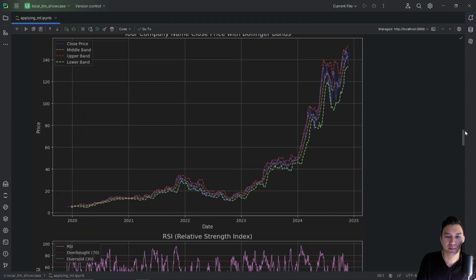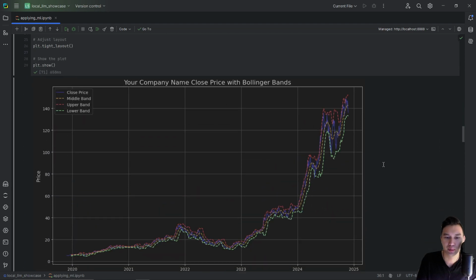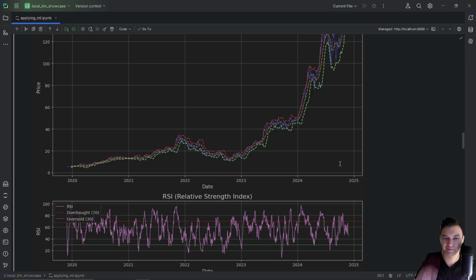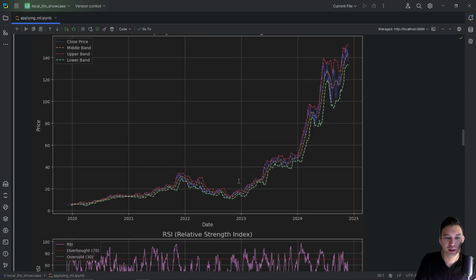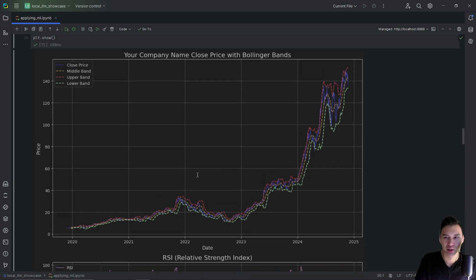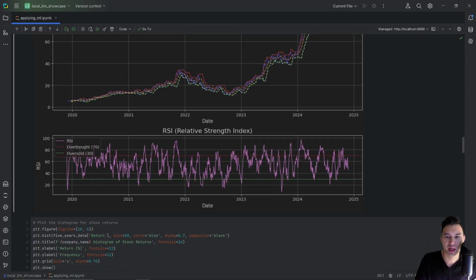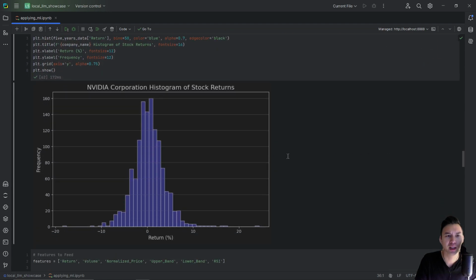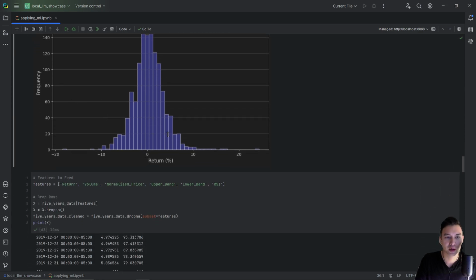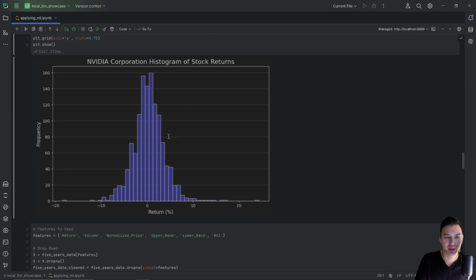So now this is adding in the Bollinger Bands, Bollinger Bands plus the RSI. Kind of self-explanatory, like I was saying earlier. It actually looks like the NVIDIA stock returns follow a normal distribution, which is pretty interesting.